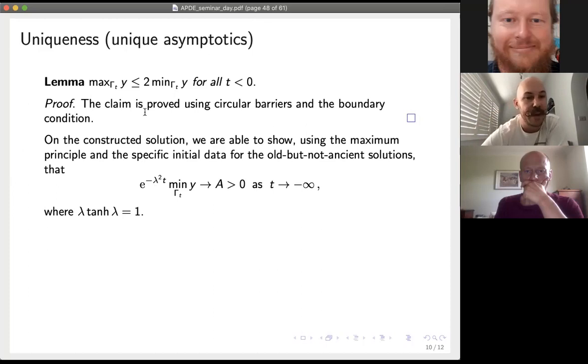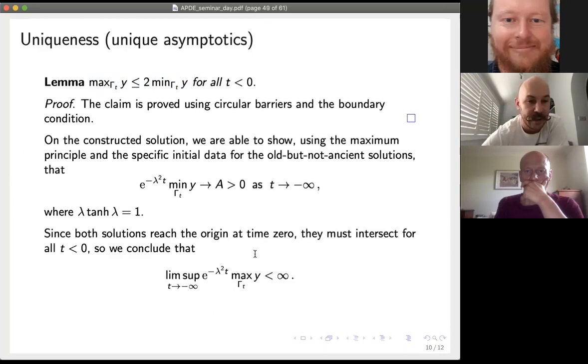Okay, but now we can use this lemma, this sort of Harnack type inequality, and the avoidance principle. The avoidance principle says that two solutions to the flow which are initially disjoint remain disjoint. The contrapositive is that if they intersect at some time, they have to intersect at all early times. Since our two solutions by hypothesis reach the point in the e2 direction, (0, 1), at time 0, they must intersect for all negative times.